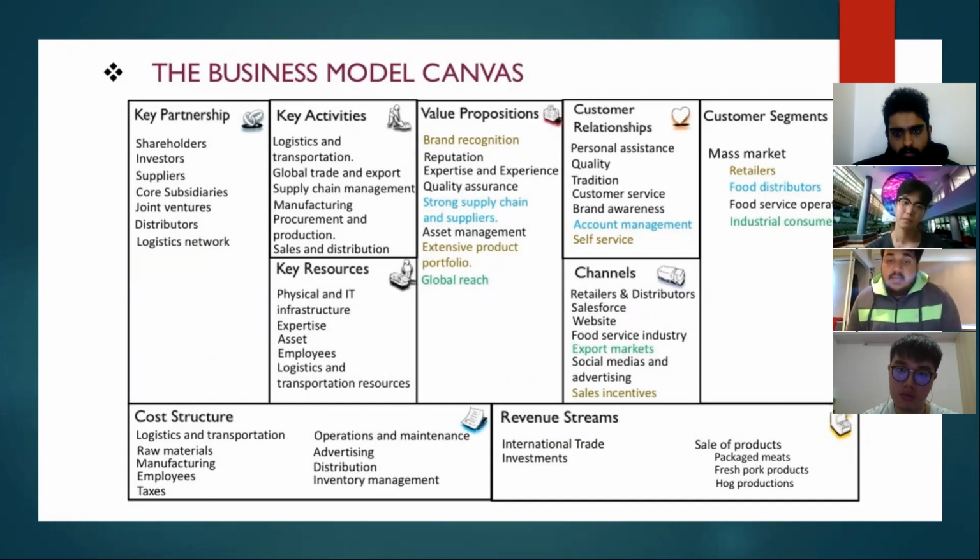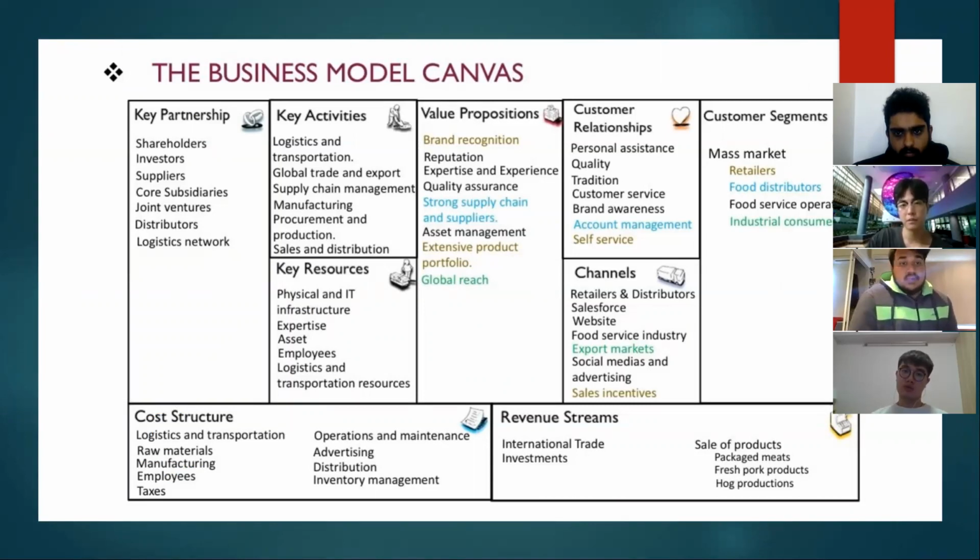Then comes the channels, which include retailers, distributors, wholesalers, food service industries, export markets, etc. Then comes the customer relationship, where Smithfield mainly focuses on personal assistance along with quality and tradition, and the website also provides information to customers on a self-service basis. Fifth comes the revenue stream, where Smithfield makes most of its profit through the sale of products such as packaged meats, fresh pork products, hog production, and through international trade and investment.